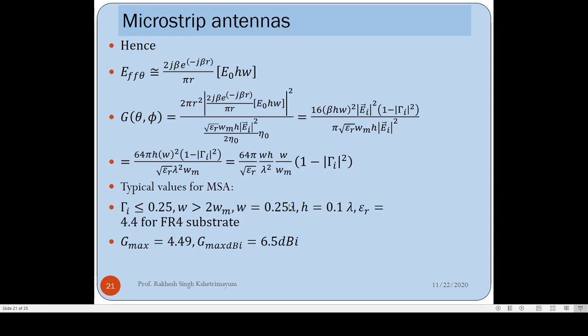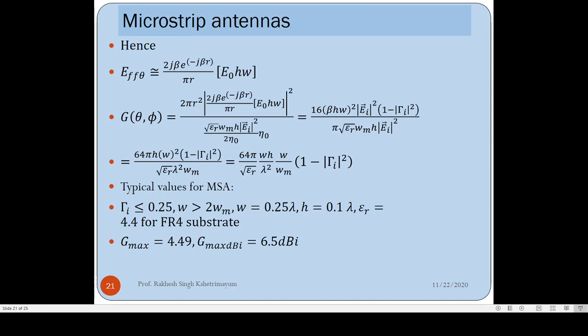You plug in these values and what you find is that the maximum gain of the microstrip antenna turns out to be 4.49. It's a decent gain, and if you consider this in dBi, it is 6.5 dBi. Usually a microstrip antenna has around 6 to 9 dBi gain, and this is a typical value of microstrip antenna gain.